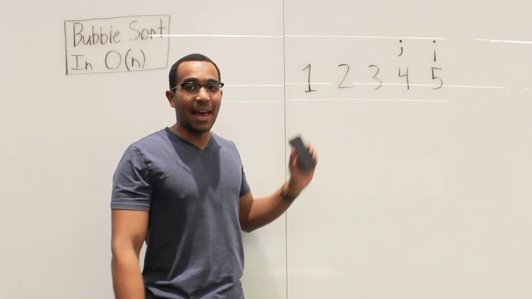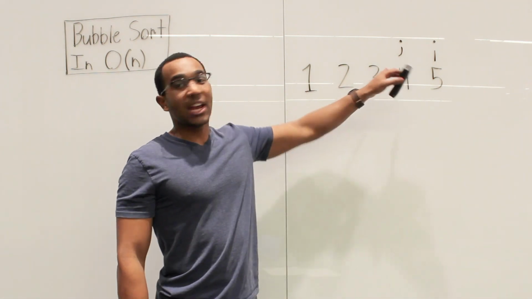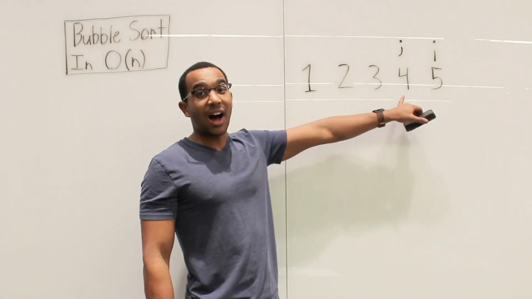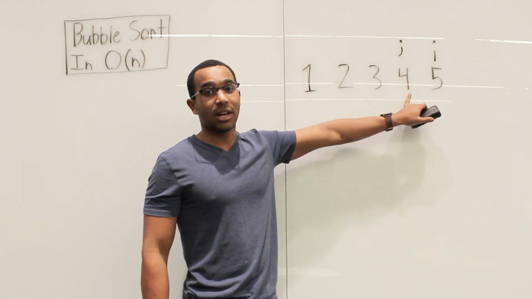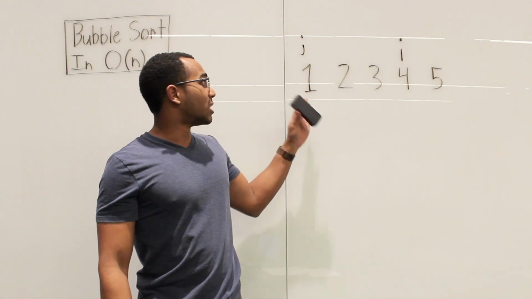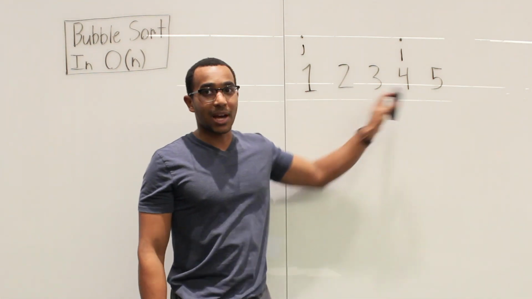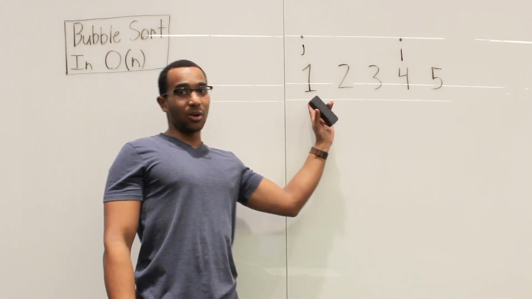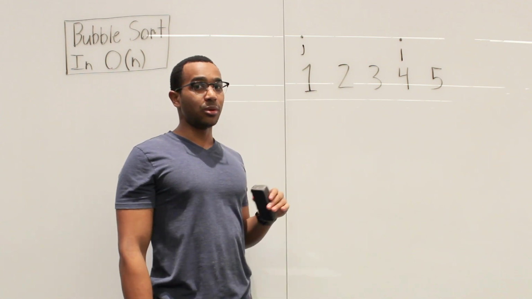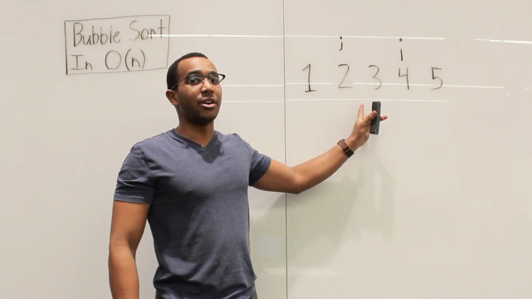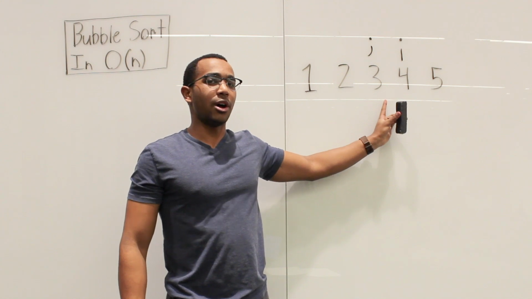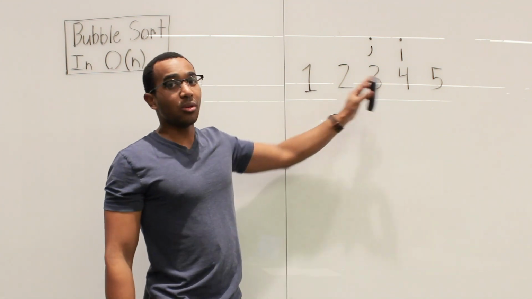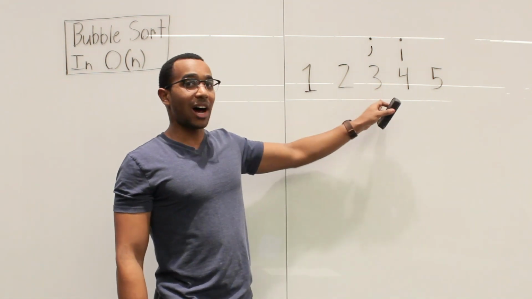So the next step would be we would move j back to the front of the array and move I one position backwards. I will end up here. And now what we're going to do is we'll start from j, we'll bubble up to I. And we're going to compare 1 and 2. Is 1 greater than 2? No. Is 2 greater than 3? No. Is 3 greater than 4? No. And now we need to go put j back at the front and move I to here.